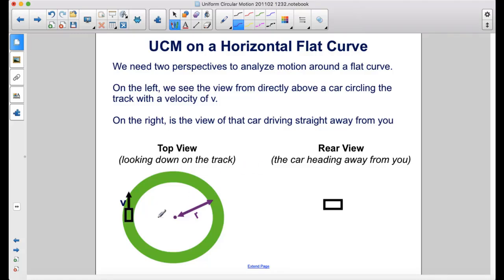On the left, we see the view from directly above a car circling the track with a velocity of v. On the right is the view of that car driving straight away from you. So it's as if you were standing on the road right behind the car watching it go. So here we have our top view and our rear view.